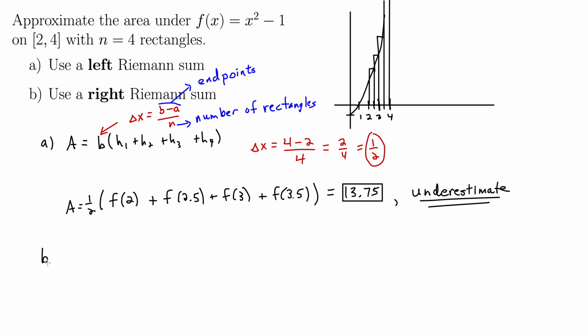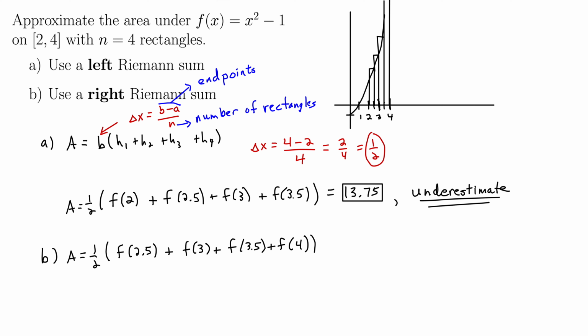Okay, so we're on to B, and the area is now same base, 1/2, so we don't have to redo any of that. And now we're using the right endpoints. So again, it's always the first one that's the most important. And did we start at 2? No, we didn't. We started at 2.5 this time around. So that's how we got the height of our first rectangle there. We started at 2.5 and went up and got this height. Okay, plus, and then we just kind of step from one endpoint to the next. So the next one is f of 3 plus f of 3.5 plus f of 4.